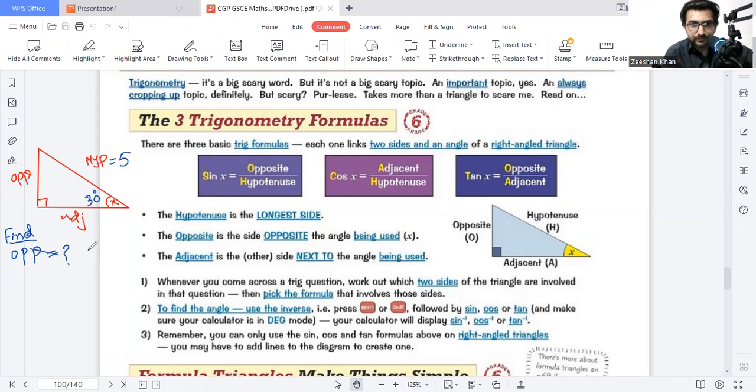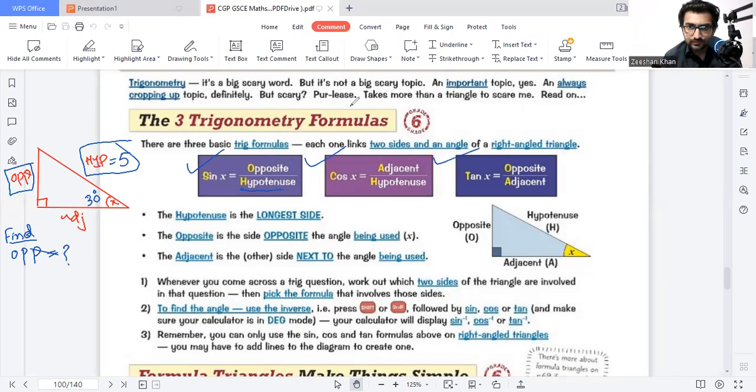Find opposite. Now, there is hypotenuse given, and we need to find out opposite. So you will use the formula among these three which has hypotenuse and opposite. Now see, hypotenuse and opposite is in the sine.